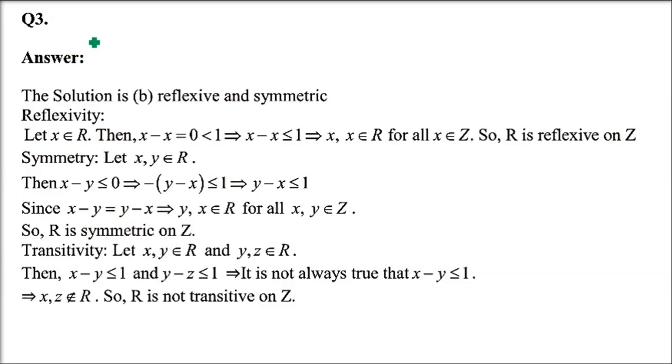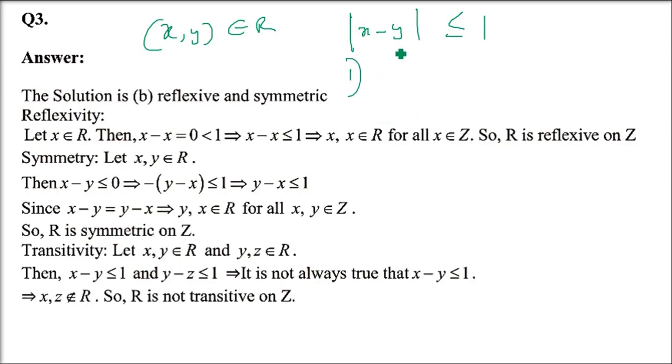R is a relation on the set Z of integers, and it is given by (x, y) belongs to R implying mod of x minus y is less than or equal to 1. Four options are given, so we'll take them one by one.